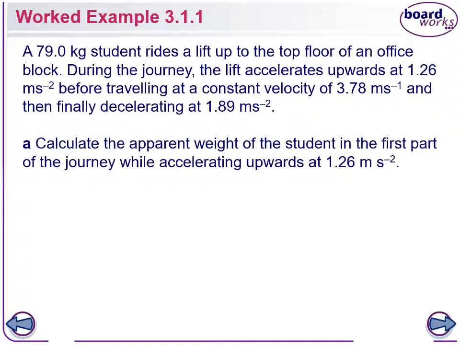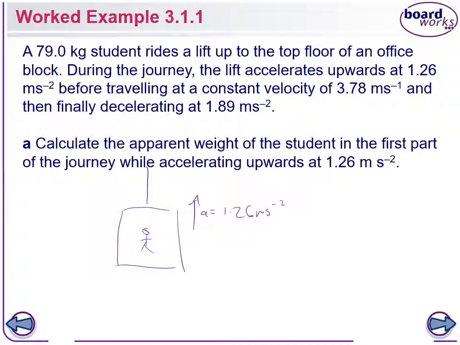Calculate the apparent weight of the student in the first part of the journey while accelerating upwards at 1.26 meters per second squared. All right, first thing, let's draw a diagram. There's our lift, there's our student. We are accelerating upwards at 1.26 meters per second squared.